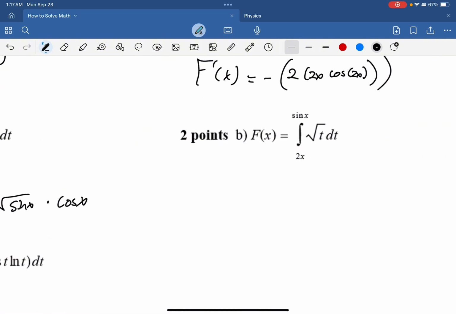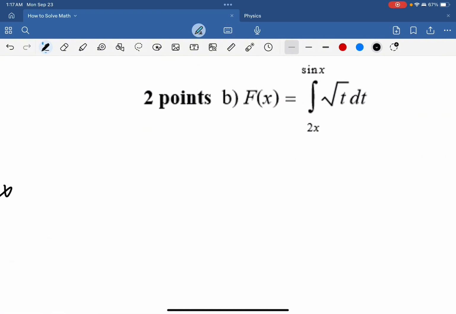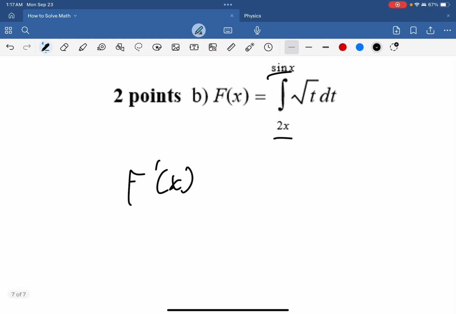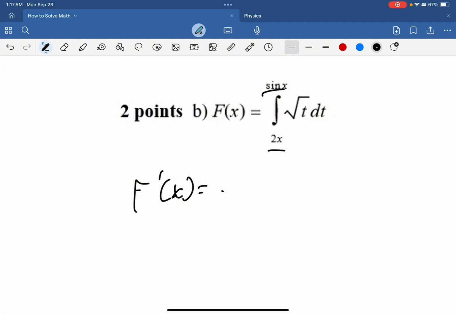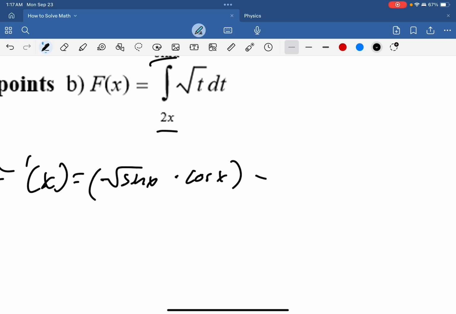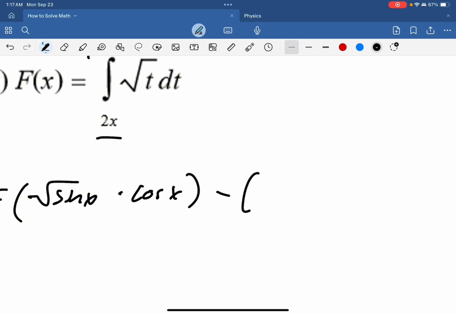And then for this one, f prime of x, because we have two, one at the bottom, one at the top, we're just going to do normal integral rules. It's going to equal the square root of sine of x times cos of x minus the square root of 2x times 2.